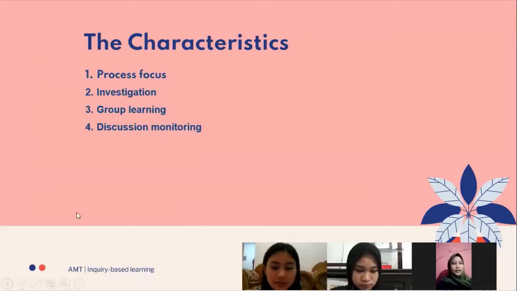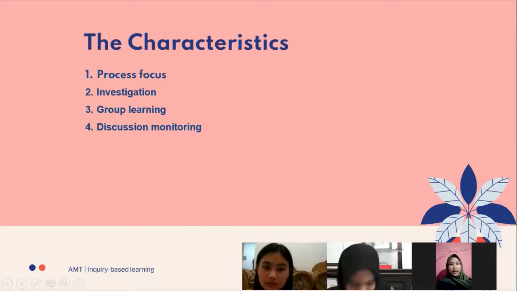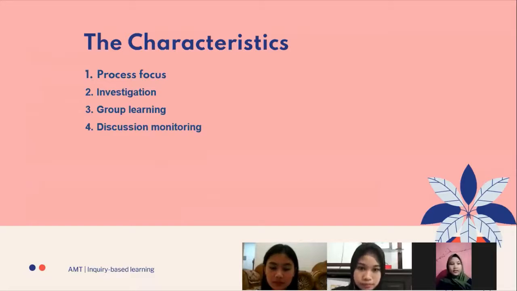3. Group learning. Students may work in pairs or in small groups when exploring a problem. Students assist one another throughout the learning process, which enables them to share and build upon ideas as well as articulate how they arrived at a solution. 4. Discussion monitoring. As the students work together, the teacher can move from group to group, listening to their discussions, and then the teacher may ask questions to gauge students' understanding and correct any misconceptions.